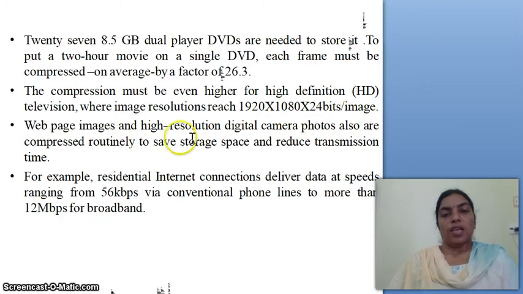Web page images and high resolution digital camera photos are also compressed routinely to save storage space and reduce transmission time. For example, residential internet connections deliver data at speeds ranging from 56 kilobits per second via conventional phone lines to more than 12 megabits per second for broadband, right? That means speed also improves if you reduce the data.